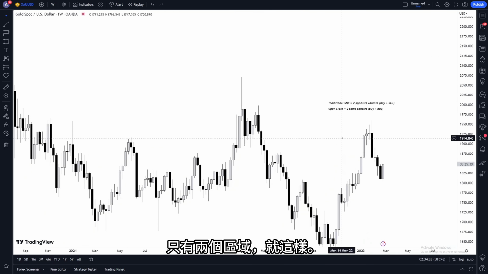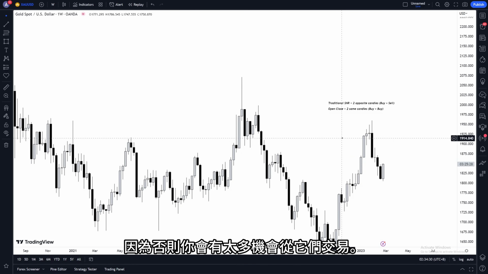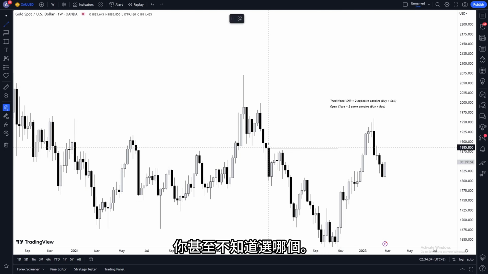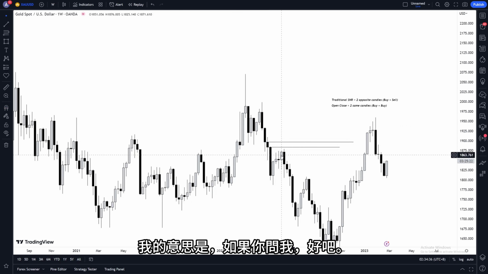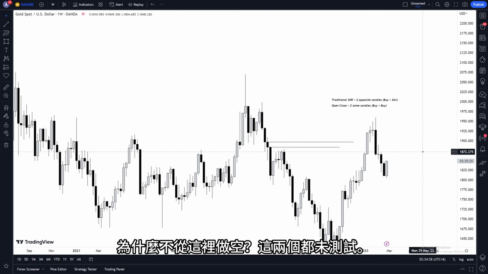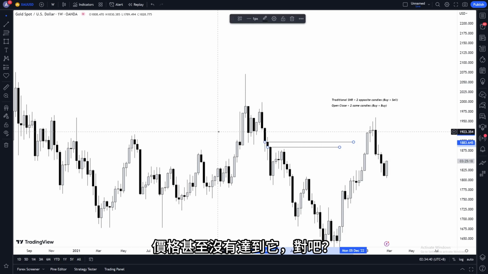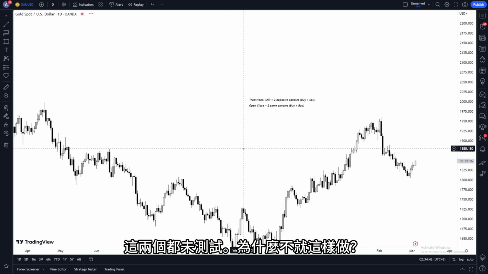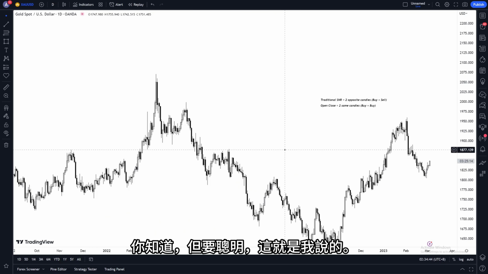Because otherwise you're going to have so many opportunities to trade from, you just won't even know which one. If you ask me, why not just take a sell from here? Why not take a sell from here? These are both untested. Price didn't even reach it. Why not just do that? But be smart is what I'm saying.